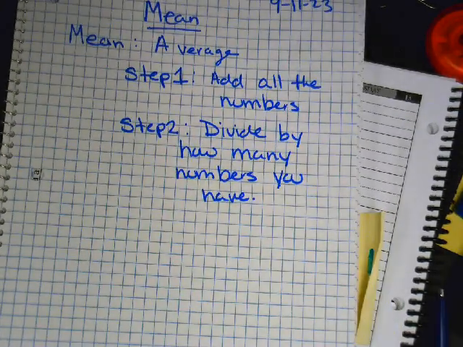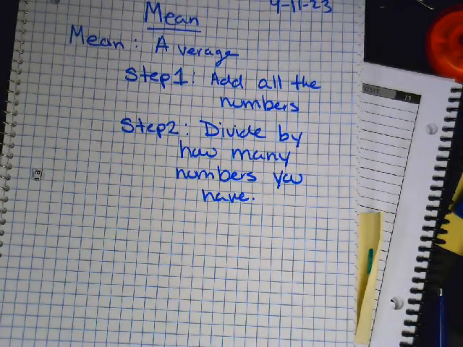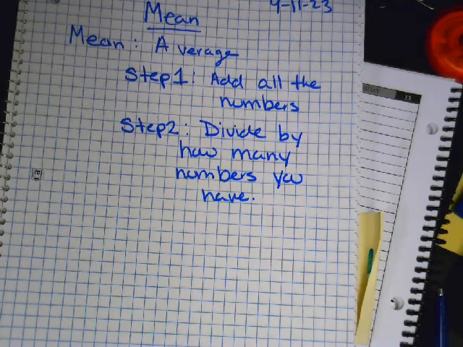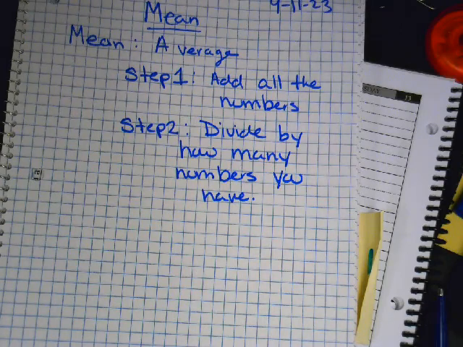Sometimes kids only want to divide by 2, and it's like, no, divide by how many numbers you have. If you have 10 numbers, you divide by 10. If you have 5 numbers, you divide by 5. Okay? So divide by how many numbers you have.